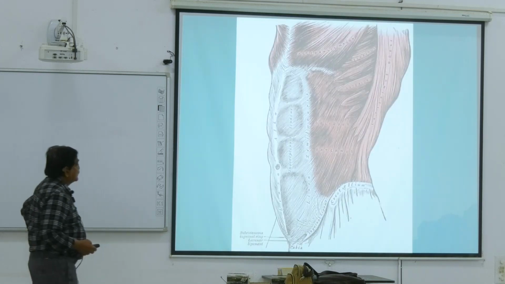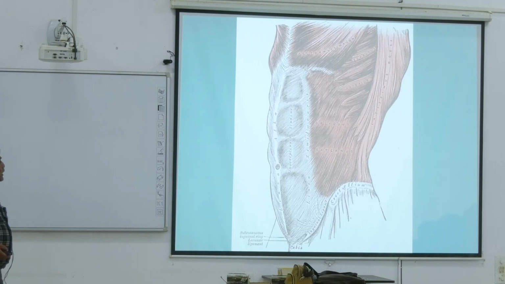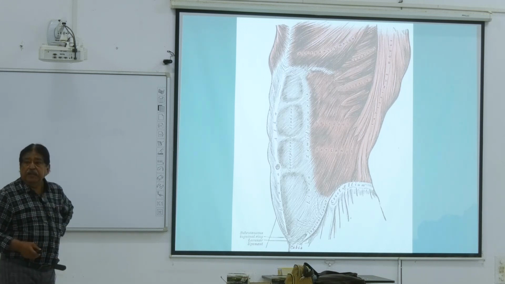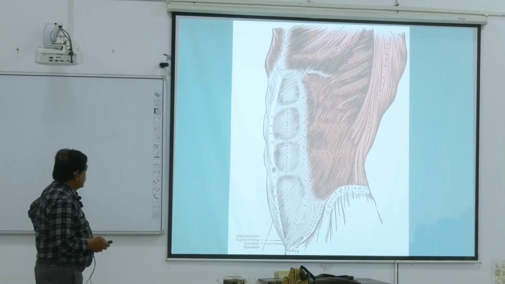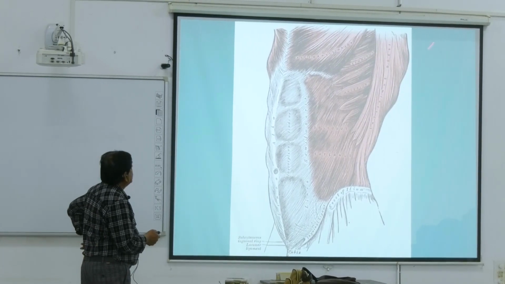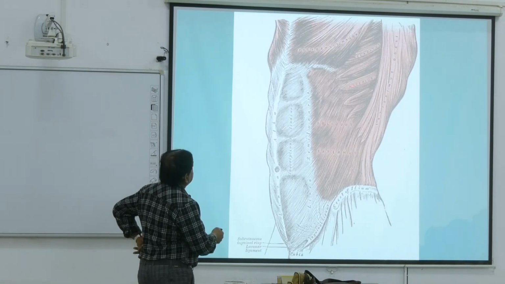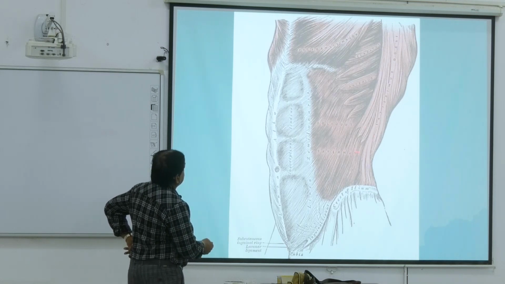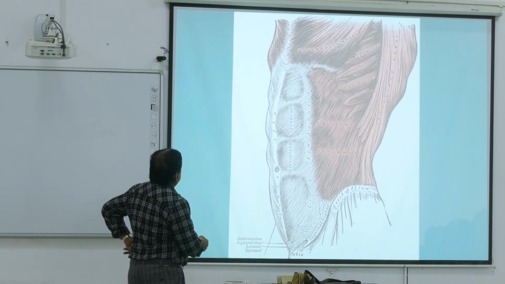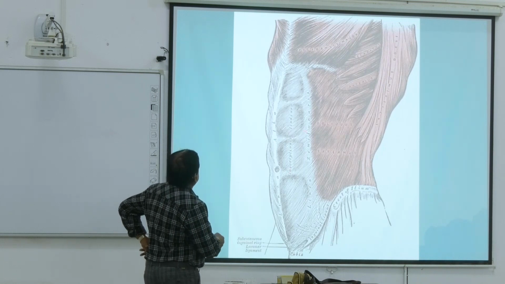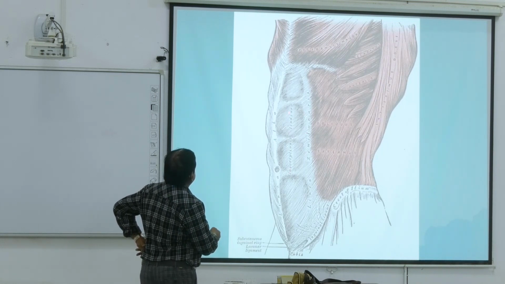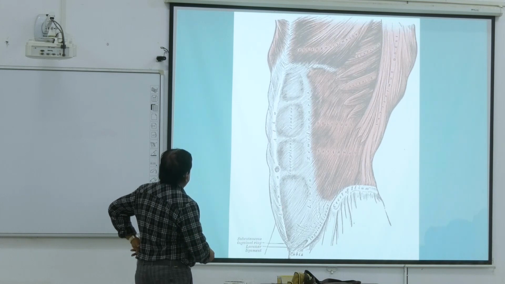Here is a beautiful picture, hand drawn, from Gray's Anatomy. Beautiful illustration. See the muscles. This is the pectoralis major, this is the serratus, and you can see the latissimus dorsi, obliquus externus, and the linea alba is here. And these are the muscles with the tendinous intersections and the linea alba here.